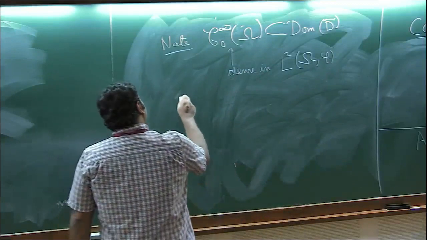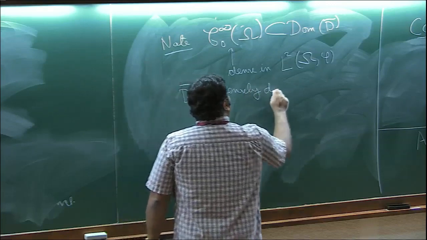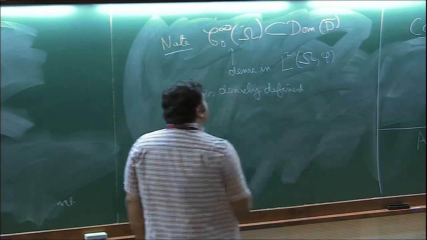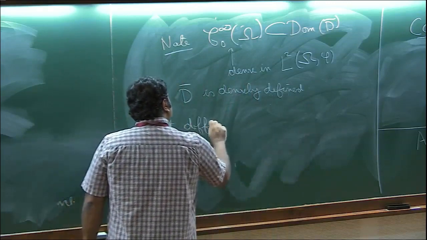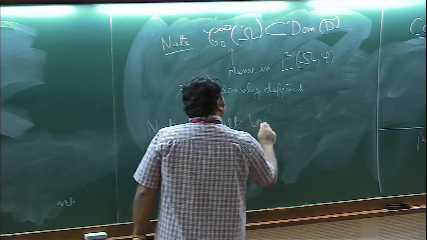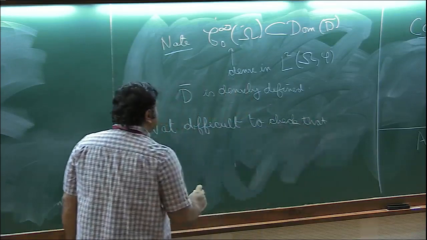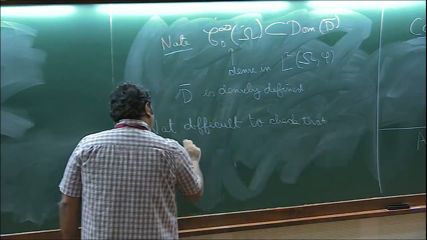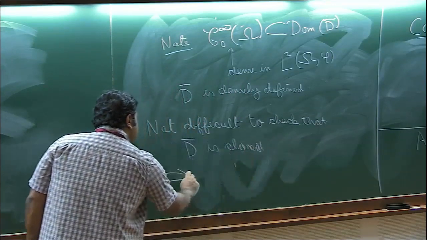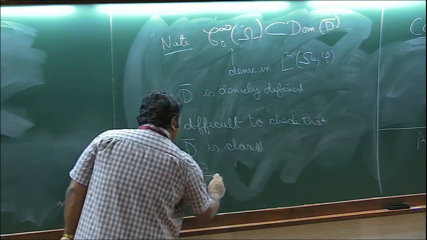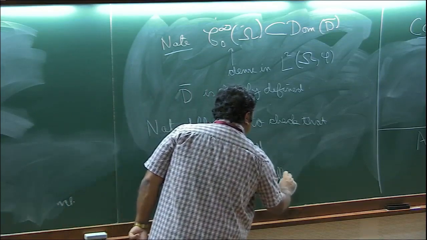So, therefore, it is not difficult to check that d bar is closed. This is basically the same as saying that ∂/∂z̄ is continuous in the distribution topology.